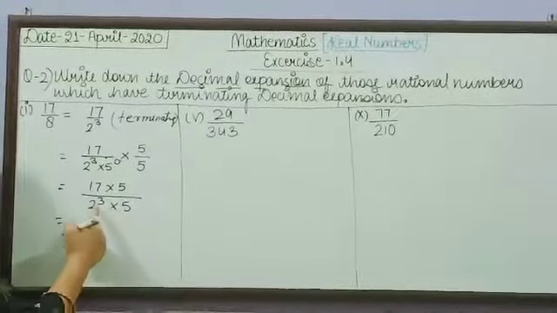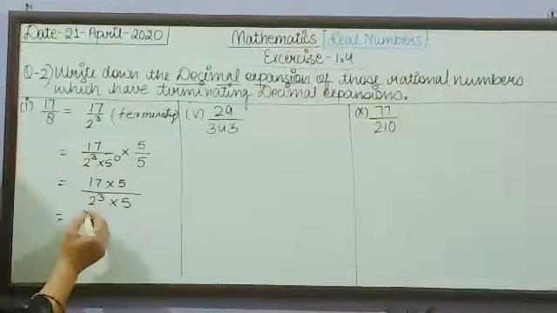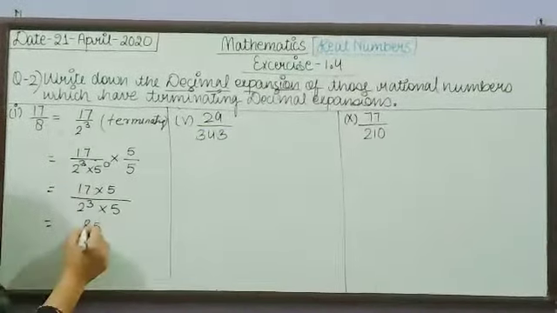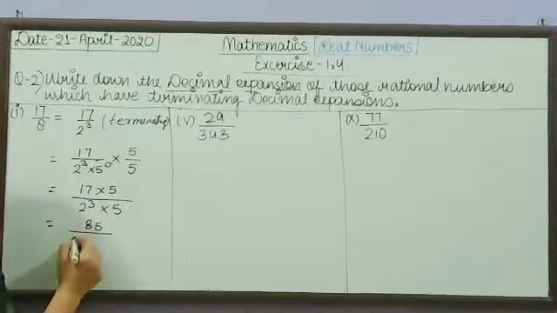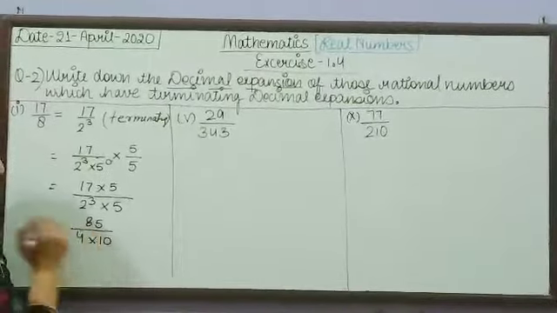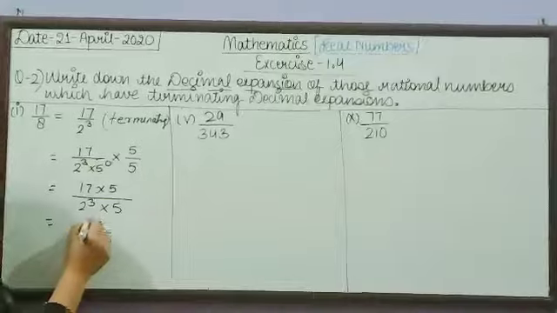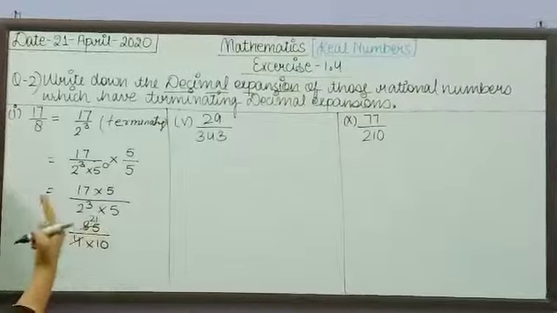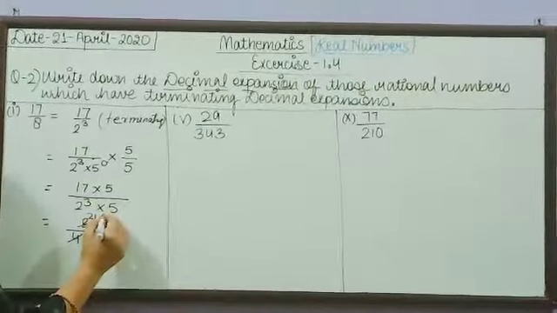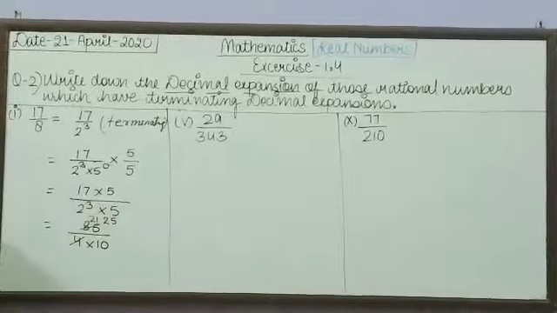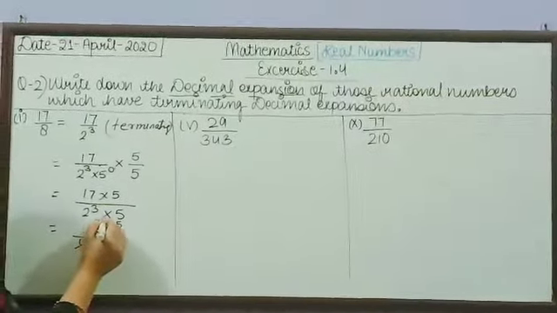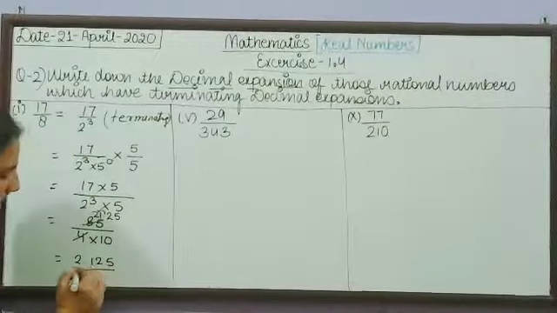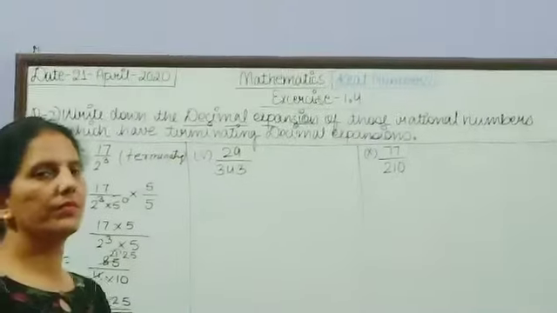So 2 fives are 10 and 2 raised to the power 2 will be left. 5 sevens are 35. 5 ones are 5 and 3 is 8. It is 85 and now it is written over 4 into 10. So 4 twos are 8, 4 ones are 4, and 1 is left. 4 twos are 8, 4 fives are 20. And 10 is here, so again you have to shift the decimal by one place. So 2.125 is its decimal expansion.